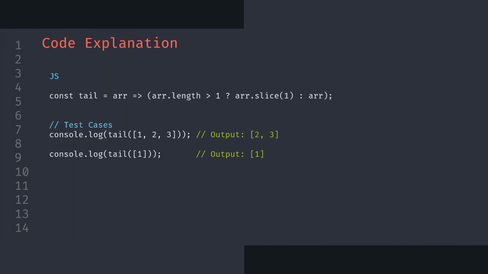Here's the JavaScript function. The function checks if the array length is greater than 1. If it is, we use the slice method to create a new array without the first element. If the array has only one element, it is returned as is. This makes the function both concise and efficient.